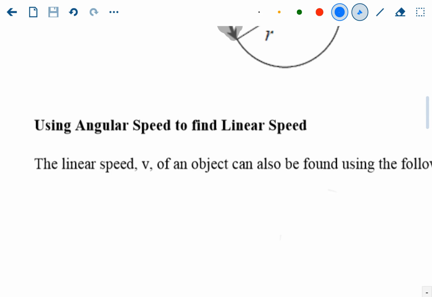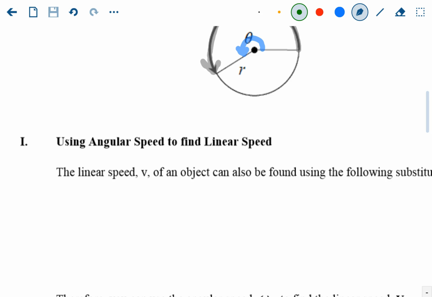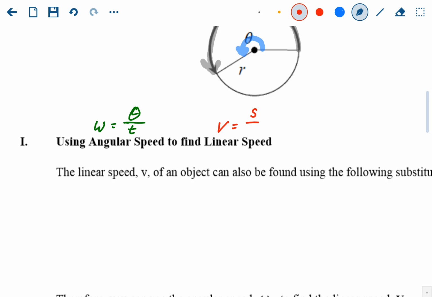All right, so today we're going to use angular speed to find linear speed. The angular speed formula was omega, just a curvy W, equal to theta, the angle, over time. And then the linear speed was V, and that was the arc length over time. So the arc length, how far did it go, divided by some unit of time, or the angle, how many rotations did it make over some unit of time.